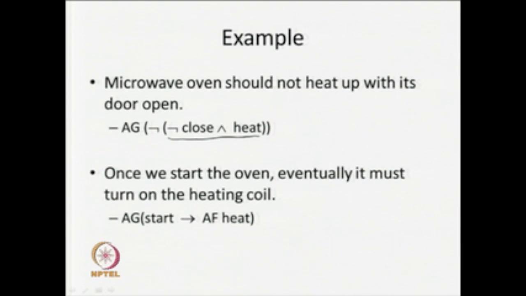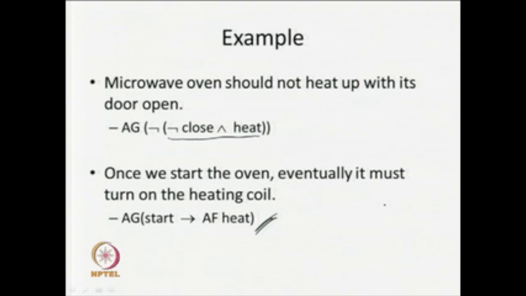Second one, I am saying that once we start the oven, eventually it must turn on the heating coil. That means, when we are turning on the heating coil, the oven will go into the heating condition. So, I am saying that in all paths globally, start implies AF heat, that in all paths in future heat is true. So, I am capturing this particular property with the help of this CTL property. Now, I have these two CTL properties according to my requirements, and we are going to check whether these two properties are true or not.